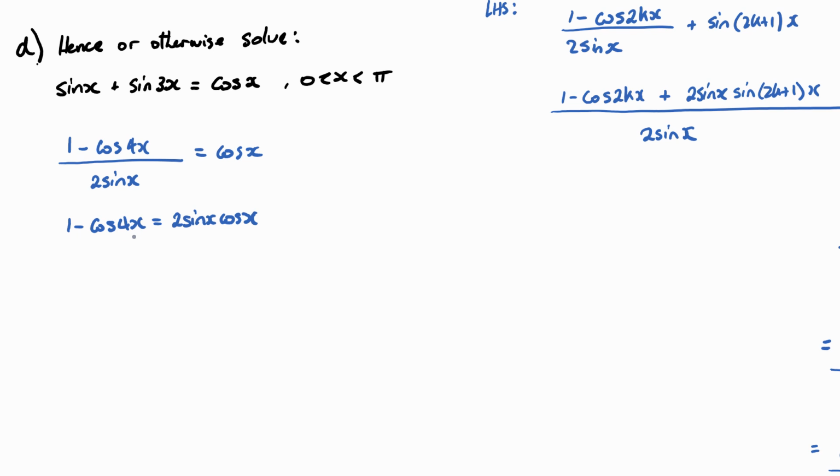Some trig identities we can apply here. For cos 4x, we can use the cos 2x identity and essentially double the angle in the second term. So this is the same as 1 minus 2 sine squared 2x, because I've just doubled the angle. And 2 sine x cos x is just the same as sine 2x, the double angle formula. So 1 minus 1 disappears, minus and minus, so therefore 2 sine squared 2x equals sine 2x.